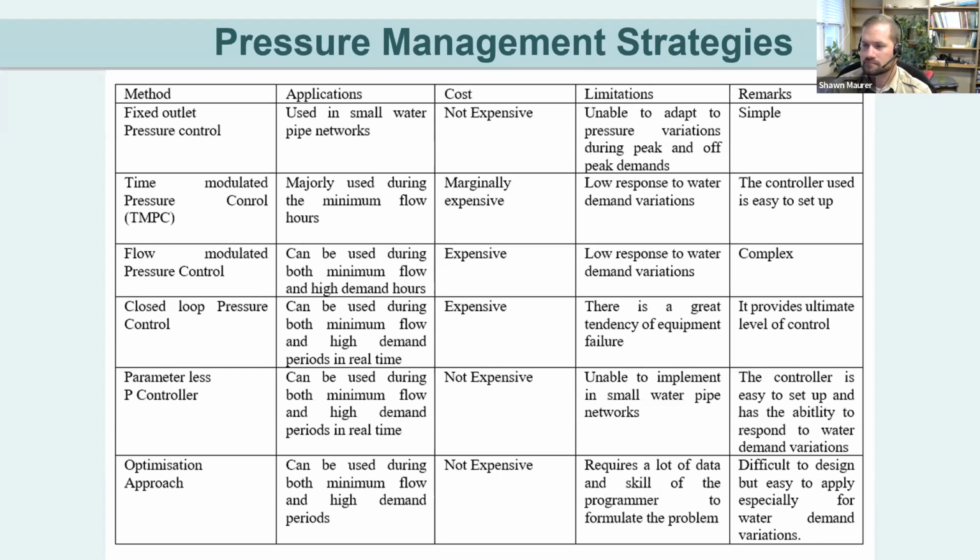And then we get into closed loop pressure control. Again, a little bit more expensive. You want to enclose a certain part of your distribution network, and it looks at that control zone and gives you fine control over that particular area of your distribution network. And you would set up multiple ones of these in your distribution system.